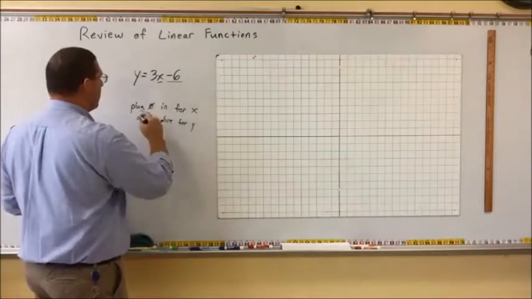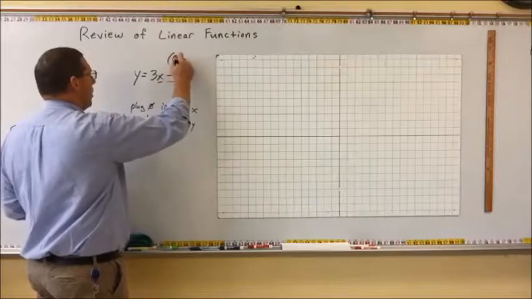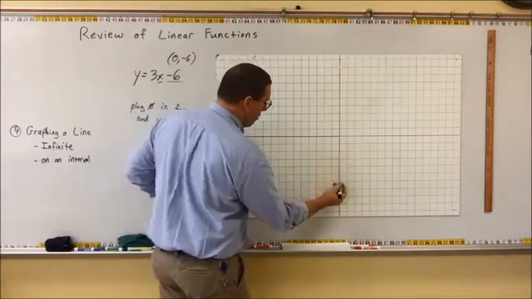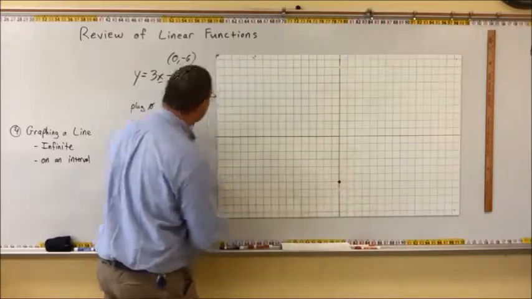And in this case, we would get 0 and negative 6. The y-intercept, 0, negative 6. 1, 2, 3, 4, 5, 6. Put a dot there. All right.